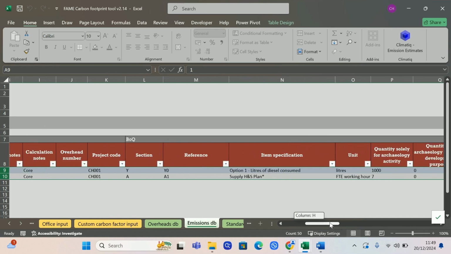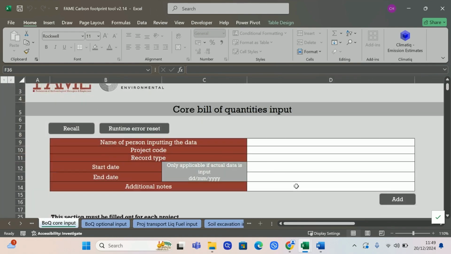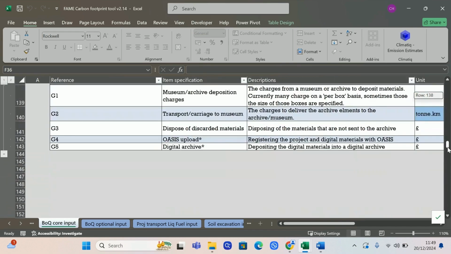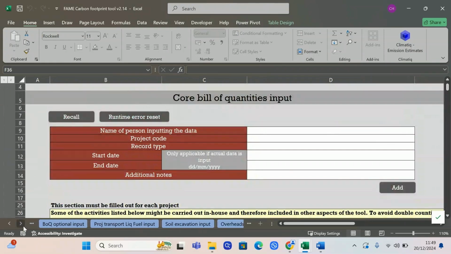There we are. Now, with the bill of quantities recall, because we realise that it's a very long input page, I haven't even scrolled to the bottom, but it's over 100 input options, we realise that you may input a lot of data at once, and if, for example, you accidentally allocate it to the wrong project, you input it all, and then you need to amend it all, you don't want to have to do every single entry individually.